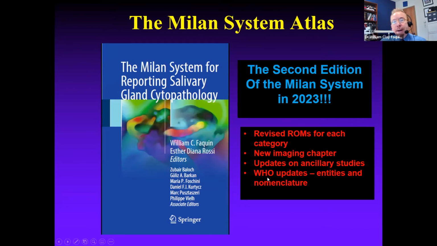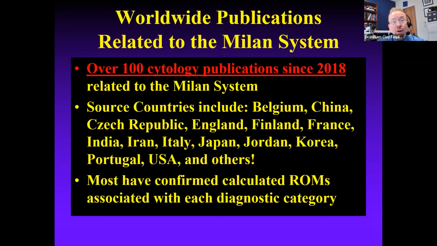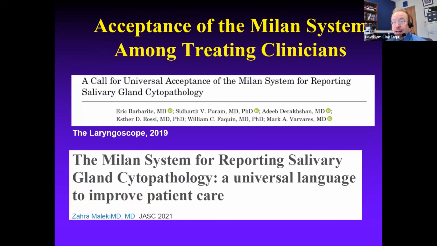And we've really made the nomenclature in the book in sync with the new WHO for head and neck and salivary gland. So we're very excited that the Milan system has now been translated into both Japanese and very recently into Chinese. So we're really going global. Since 2018, there have been over 100 different cytology publications related to the Milan system, and they've been from countries all over the world. And these are the publications that we've used to, as I've mentioned, really hone in and refine the risks of malignancy associated with each of our diagnostic categories.